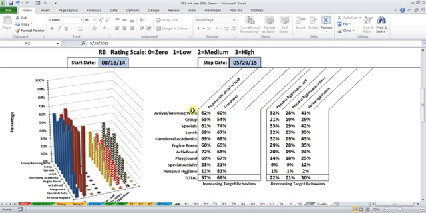So 62% of points were earned during arrival for appropriate social interaction with staff. 62% of the available points, and 60% of available points for transitions. And we can look around here and we see that pretty good percentages were earned, not so much in special activity, and personal hygiene, not so good. Should have been 100. What'd she do?